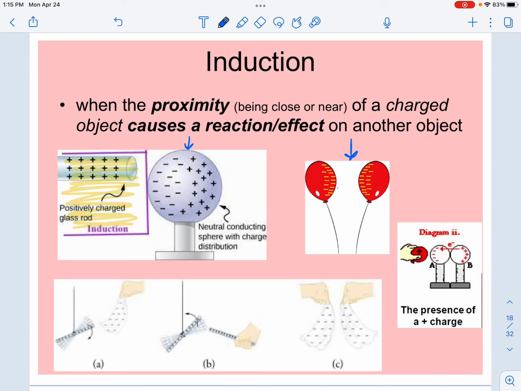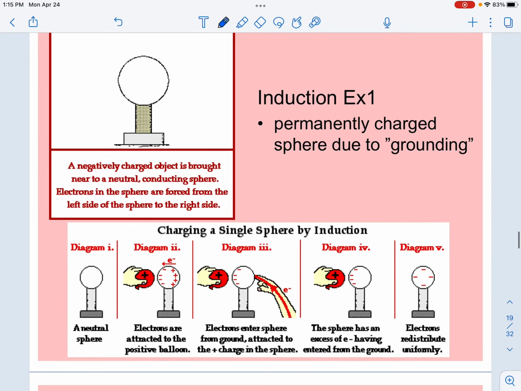So these are the focuses that I want you to catch in our examples that we have here. So this charged rod comes close enough to create a response. These charged balloons get close enough to create a response. What that response is irrelevant for identifying induction. Okay, so those are your 4 types of charge transfer that you need to know.